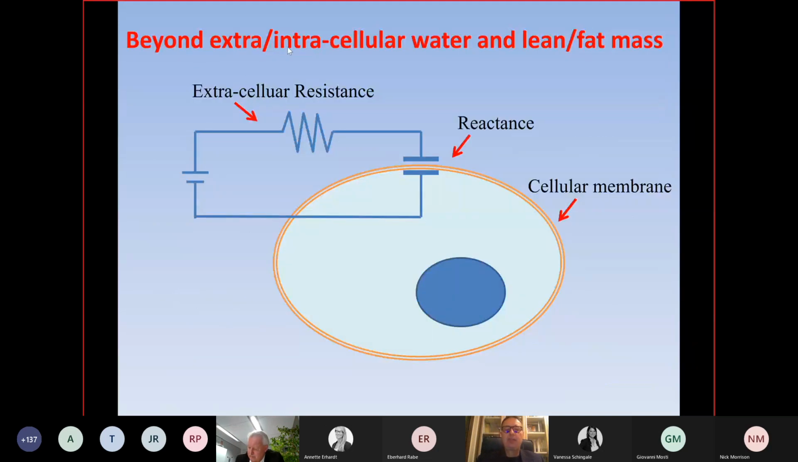Beyond the classical extra and intracellular water content and the classical lean and fat mass evaluation, we know that with bioimpedance spectroscopy, we can investigate the extracellular resistance, which is one of the two components of impedance. And the resistance relates to the extracellular fluids, so with edema. Reactance, on the contrary, deals with the membranes of the cells, but even more recently, we know that cellular membrane capacitance is the parameter that we may get by bioimpedance to assess the cellular membranes.